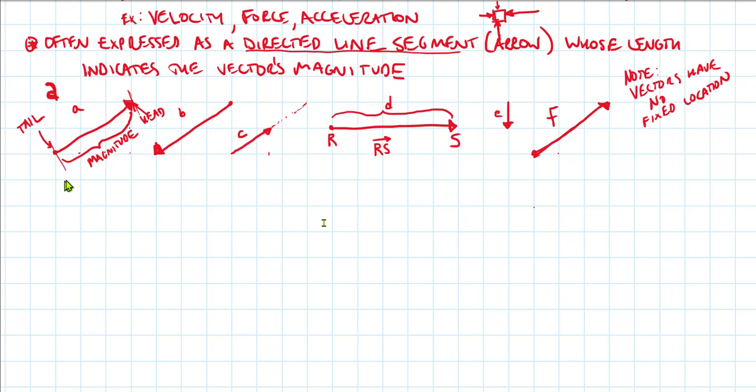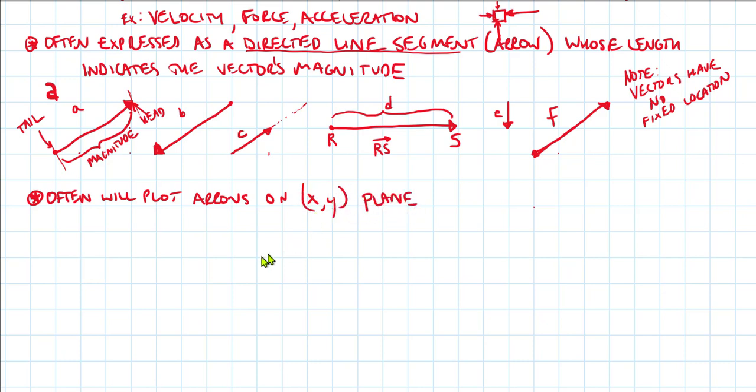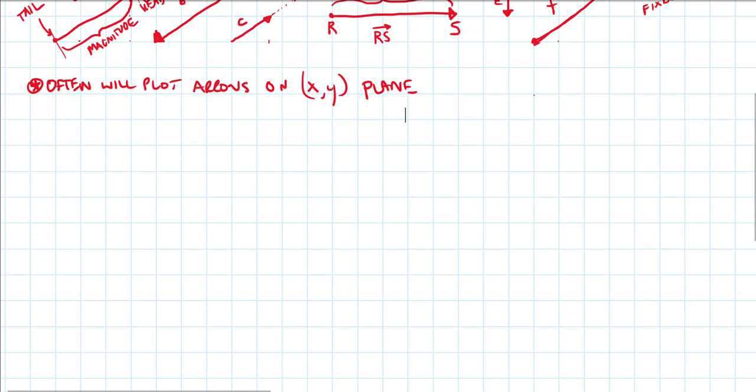Now, when we talk about these directed line segments, these arrows, we often will plot these arrows on the XY coordinate plane or on the rectangular plane. So let's jot that down. Often we'll plot these directed line segments, I'll just call them arrows, on the XY plane. So for instance, let's draw this here. We'll draw a vertical axis, our y-axis, and we will draw a horizontal axis, our x-axis.